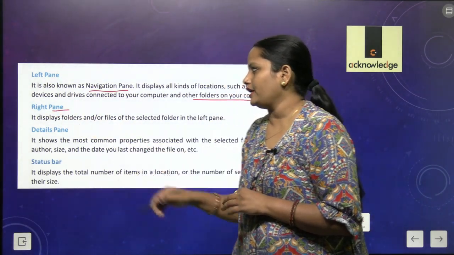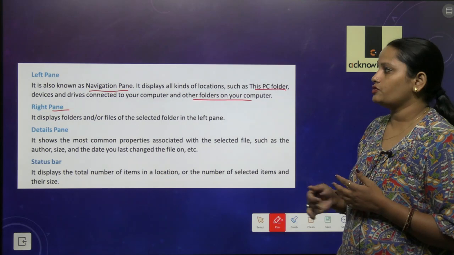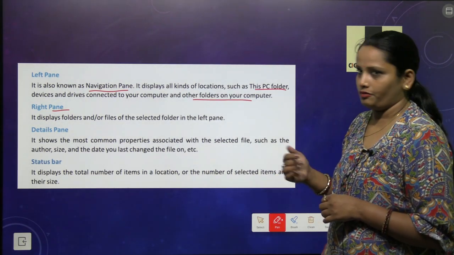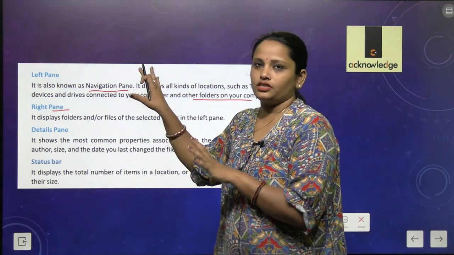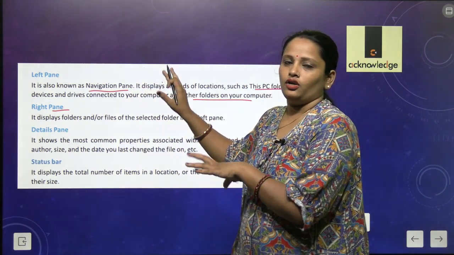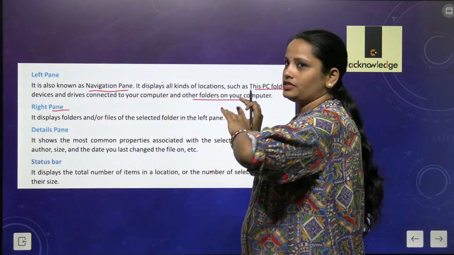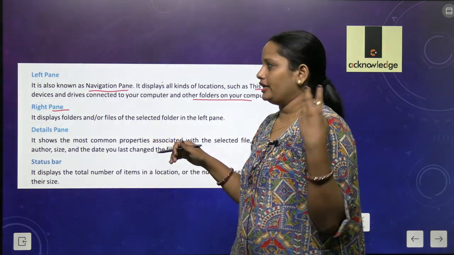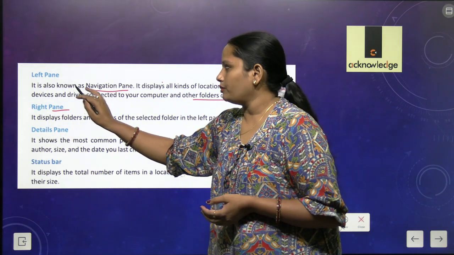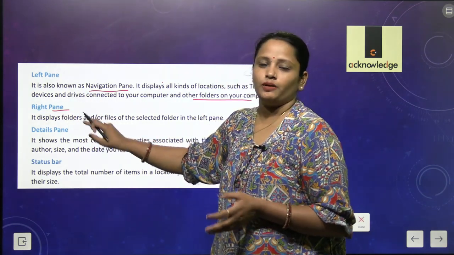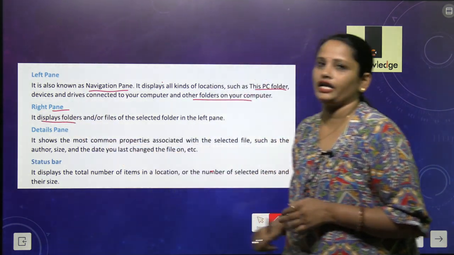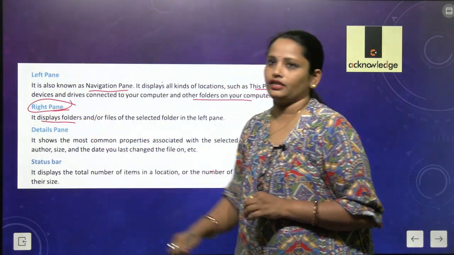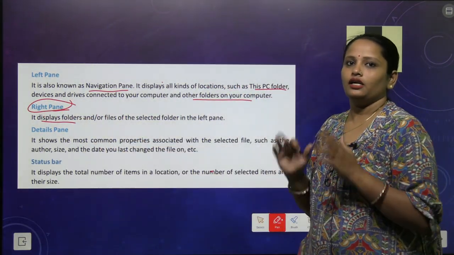Next is the right pane. It displays folders or files of the item selected in the left pane. As I told you, after selecting in the left pane, we can select a particular folder or anything from the left pane, and it will be displayed in the right pane. So whatever we select in the left pane will be displayed in the right pane.